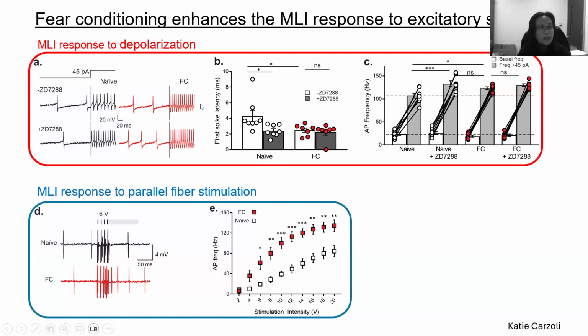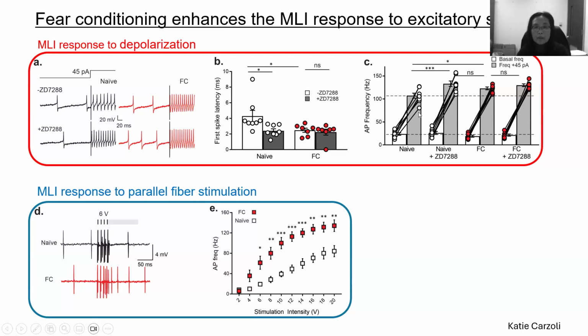And in the fear conditioned animal, two things happen. First, you probably notice there was a delay in the naive animal before the first action potential fired upon depolarizing current injection. But after fear conditioning, this delay becomes a lot shorter. So the first spike latency is much reduced compared with the naive animal. And the second thing is the action potential firing frequency is a lot higher after fear conditioning than in the naive animal, which is shown here.